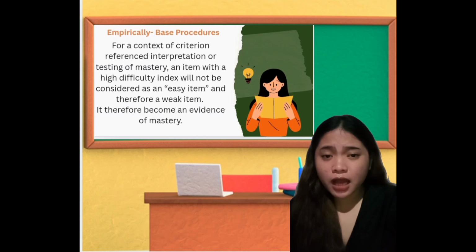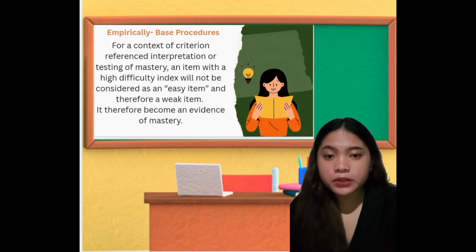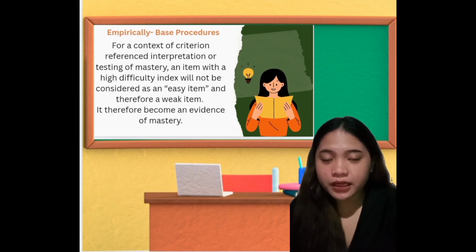So, the difficulty index, however, takes a different meaning when used in the context of criterion reference interpretation or testing for mastery. An item with a high difficulty index will be considered as an easy item, and therefore not a weak item, but rather an easy item that most learners were able to perform the expected outcome. It therefore becomes an evidence of mastery. Particularly for objective tests, the responses are binary in form, right or wrong, translated into numerical figures as 1 and 0 for obtaining nominal data like frequency, percentage, and proportion.